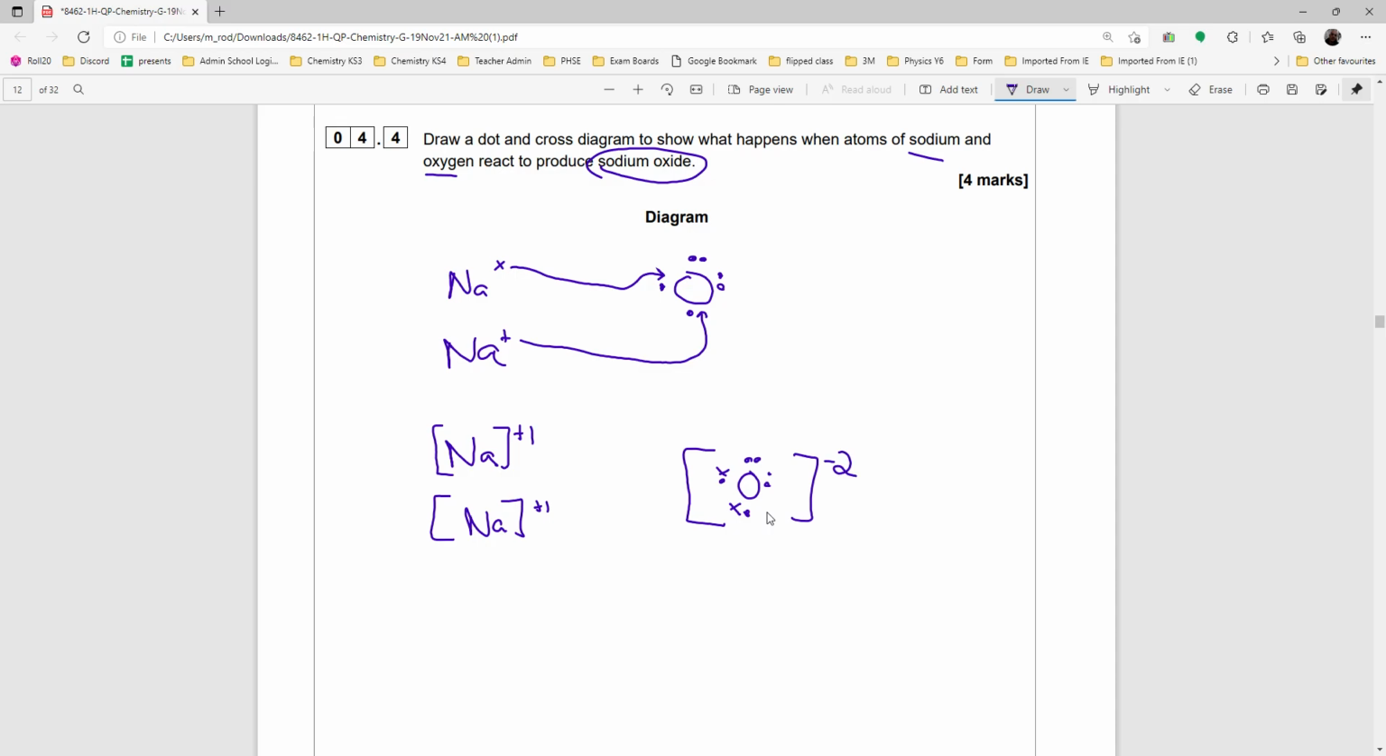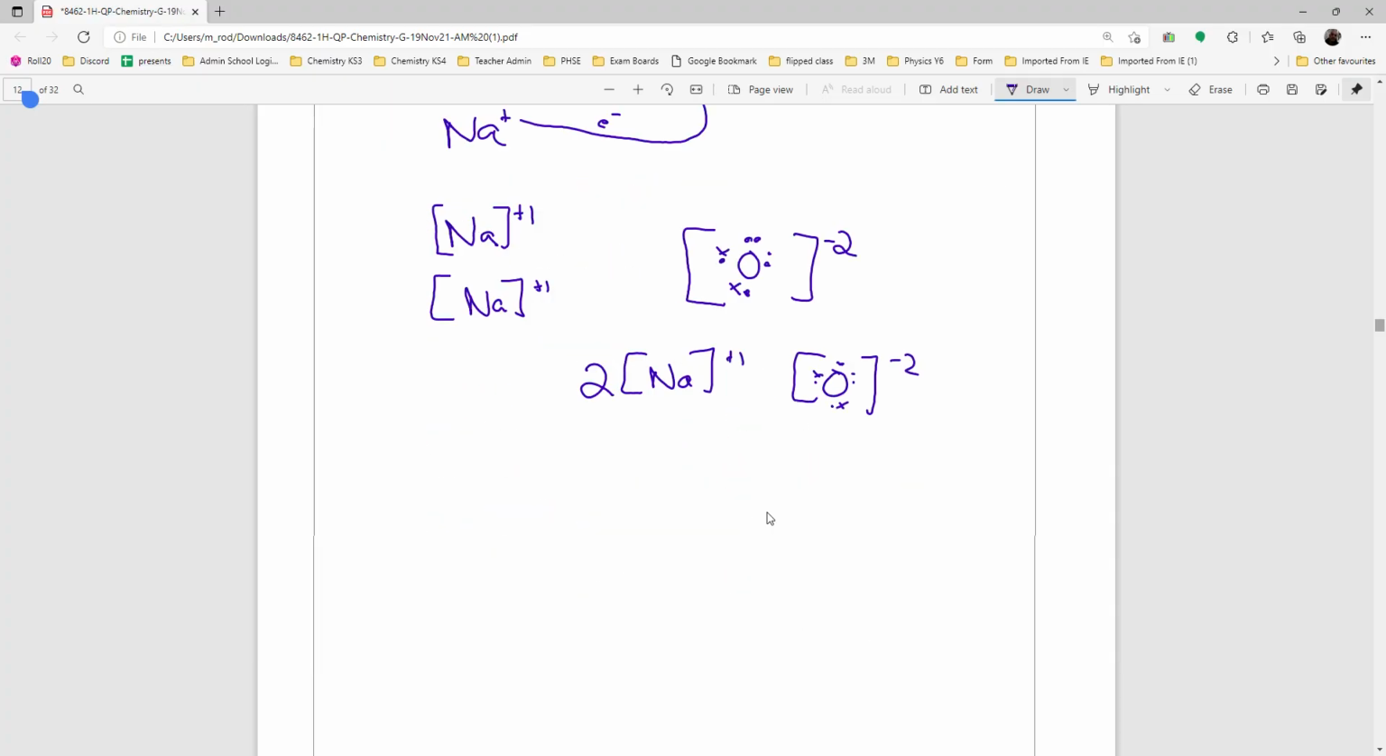To simplify this more, I can put 2 bracket Na plus 1 to show my positive metal sodium ions, and I can then have my oxygen. Again, I'll put my 6 in that I started off with, little x to show that they took those from the sodiums, and -2. This demonstrates the electrons moving across, that there's 2 of them, and the oxygen is taking them both, getting a charge of -2.